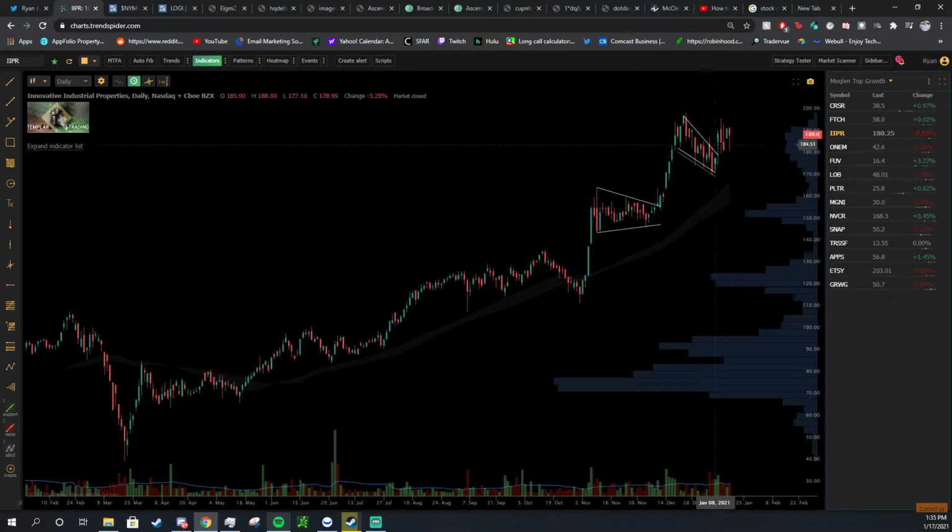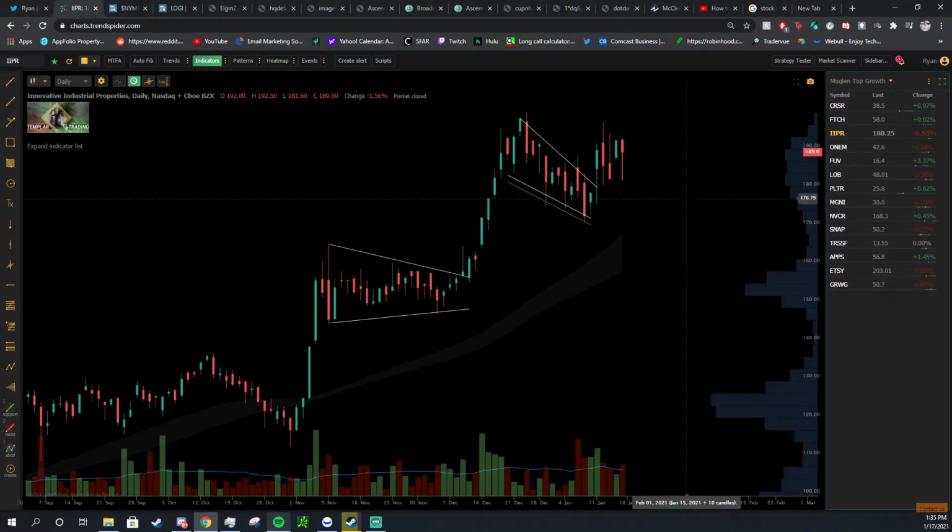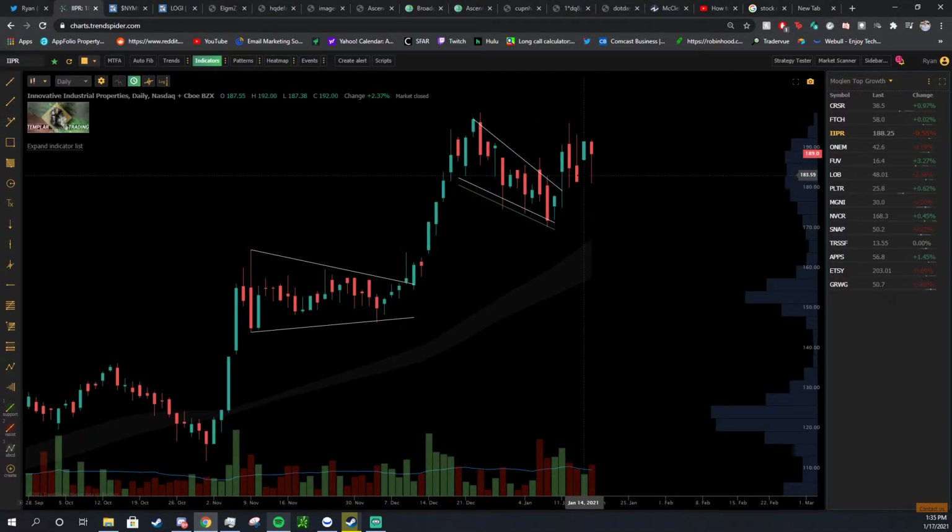And then look, we broke out here as well. We're getting some consolidation and holding this price, which is pretty good news. We did have this dip on January 14th, but it looks like we're gonna consolidate a bit here before continuing the run.